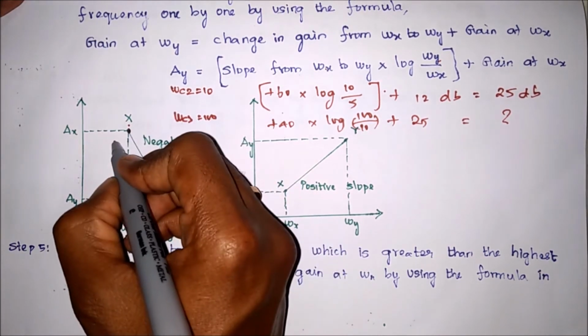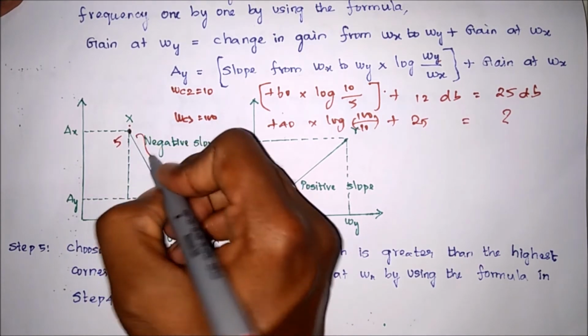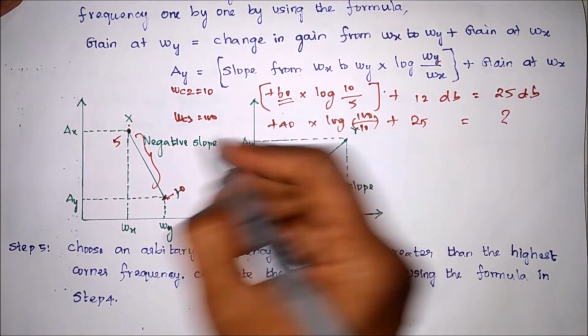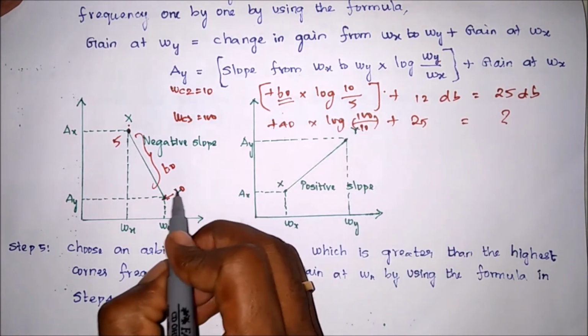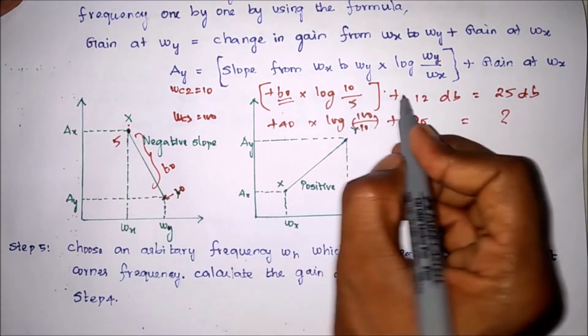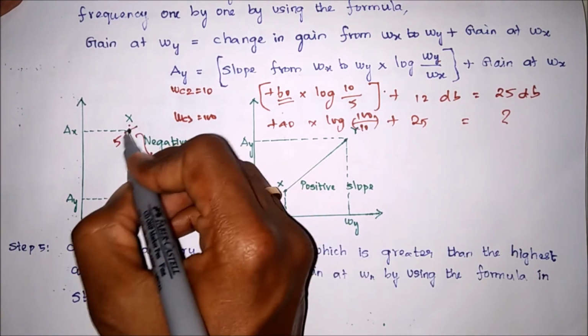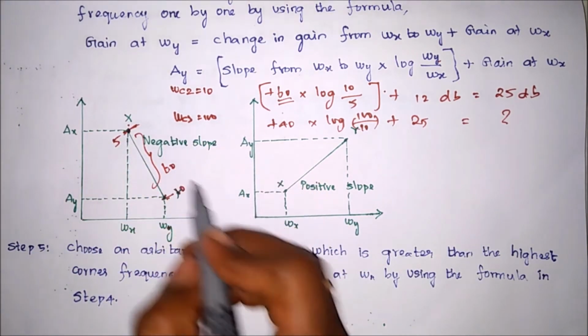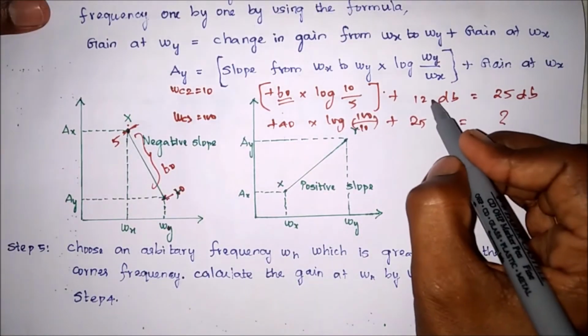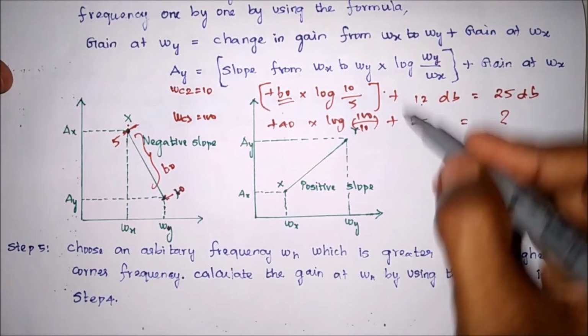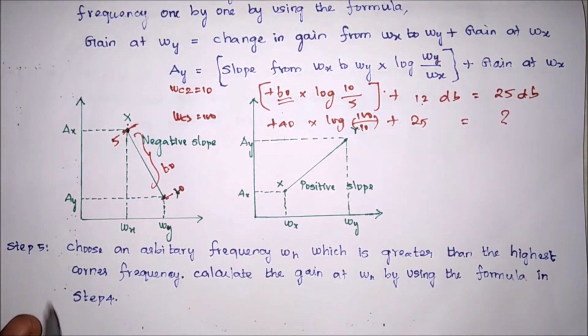Now it is going from 5 to 10. Suppose its slope is 60, so we have to mark 60 here, into log of 10 divided by 5, plus its previous slope x. So from this table, if the previous slope is 60, we have to add it to 60, then find the value. So we have to repeat the same.